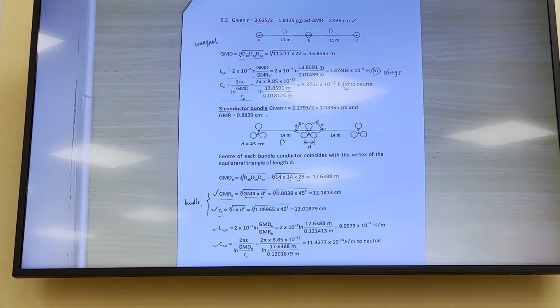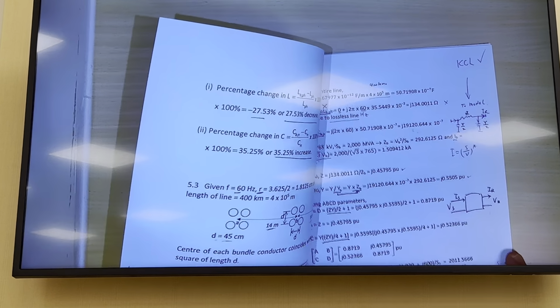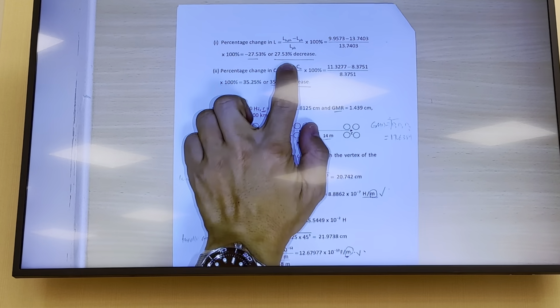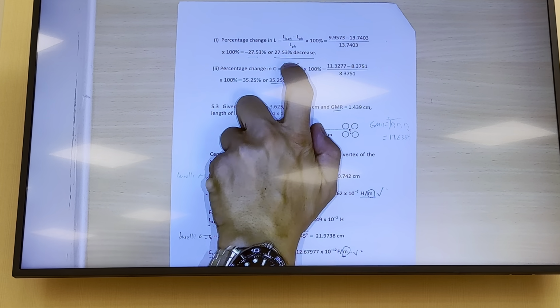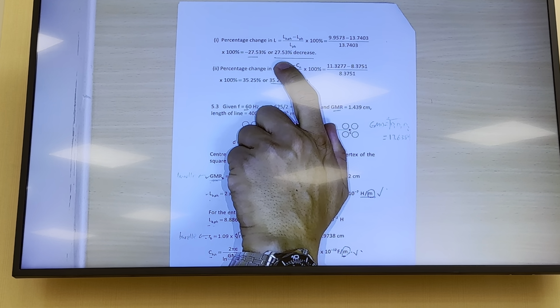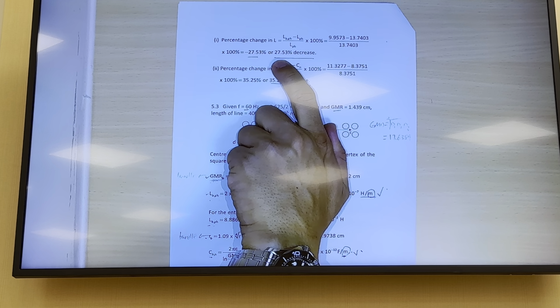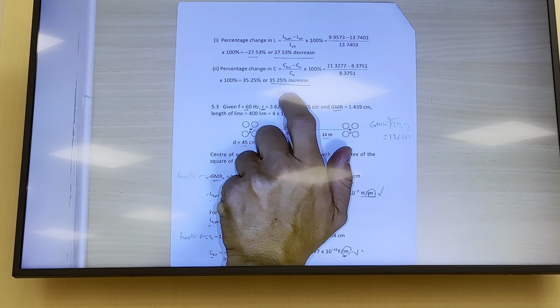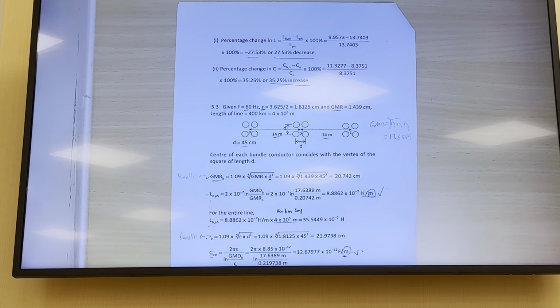Now after that, we just compare this old LC and the new LC and see the percentage change. That is what the question asks. The percentage change will be, right? New L minus old L divided by the old L: decreased by 27%. Then for the C, new C minus old C divided by the old C: increased by 35%.